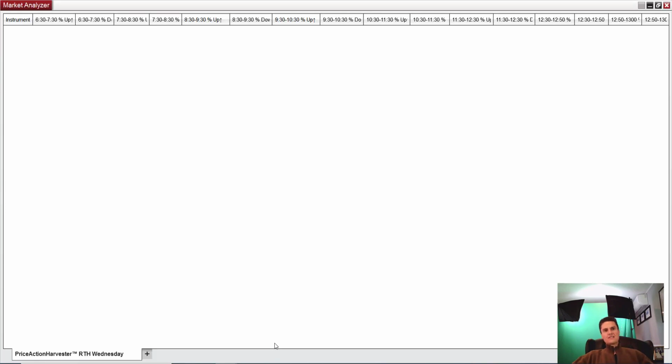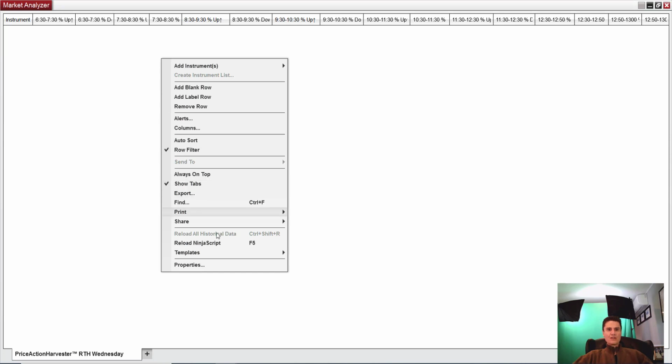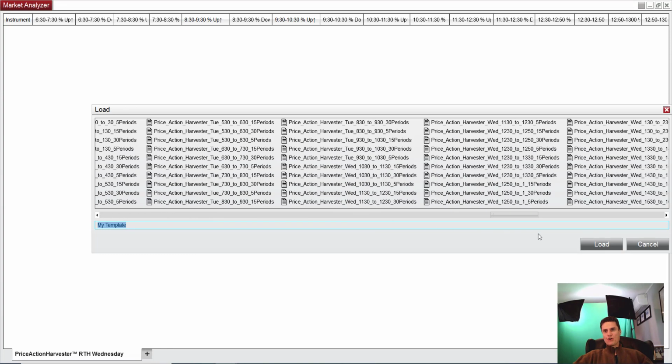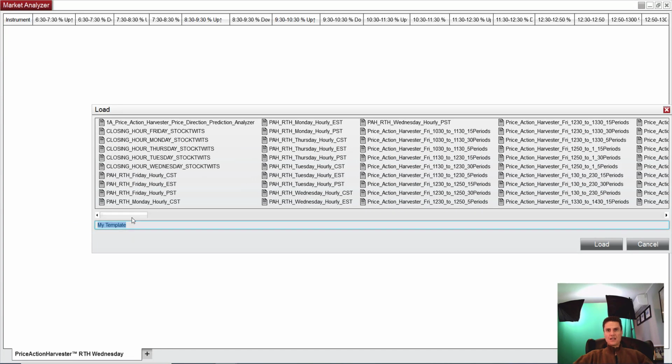So this system that I developed, it's really an indicator, is called Price Action Harvester. I wrote it exclusively for NinjaTrader 8, and it runs off of NinjaTrader's Market Analyzer, as you see here. So I've already loaded the template, but let me show you where I got that template. I have all these templates that I've prepared that come with Price Action Harvester, the add-on indicator.